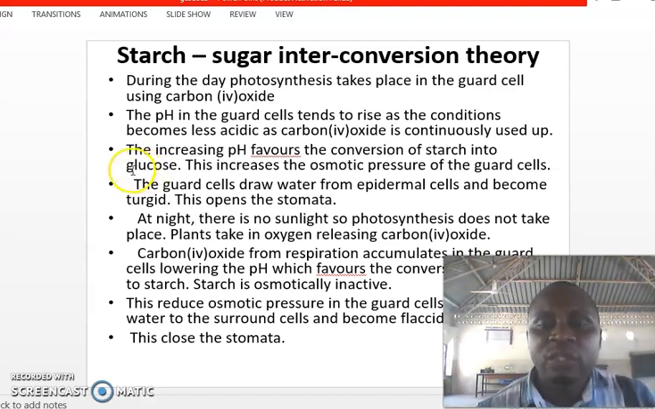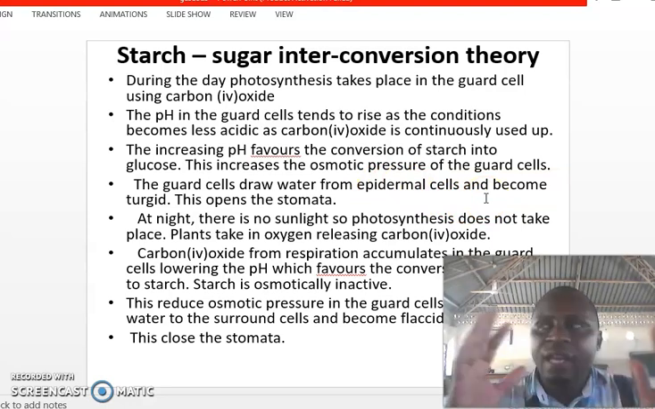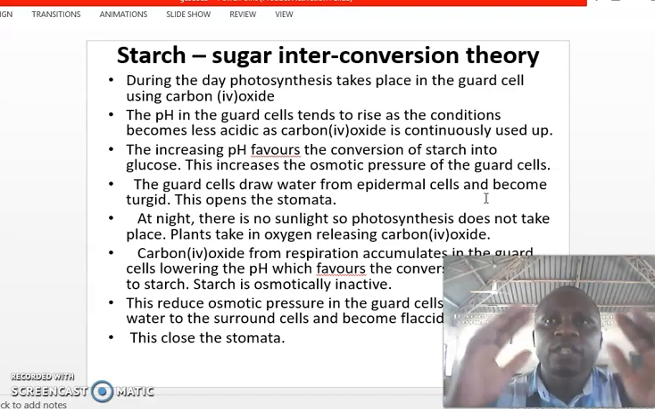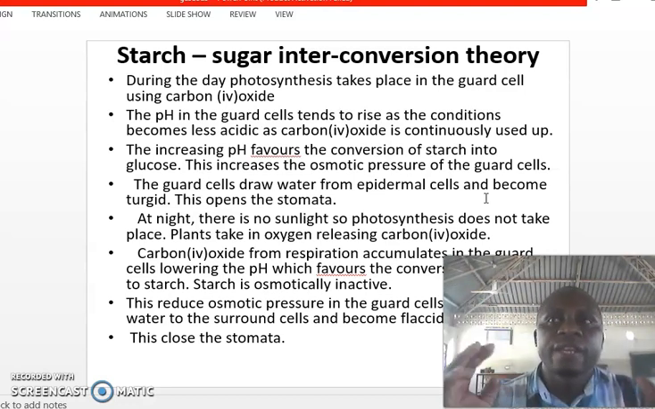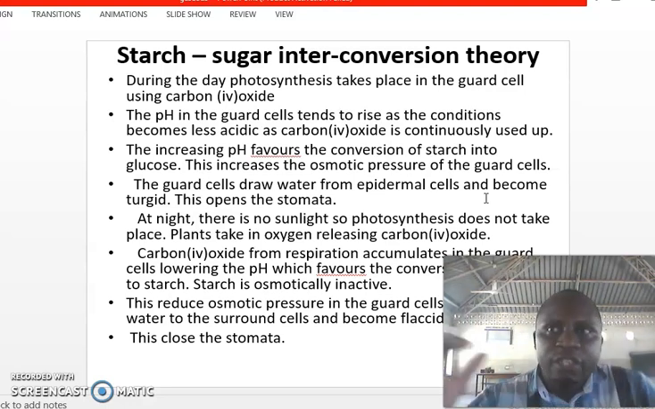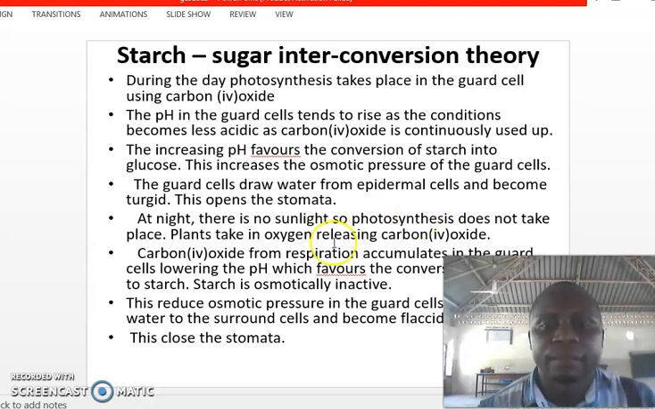Now, because glucose is osmotically active, it increases the osmotic pressure of the guard cells. Hence, the guard cells will draw water from the nearby epidermal cells and become turgid. This will end up opening the stomata because the outer cell wall is thinner than the inner. Hence, it stretches, making the cell bulge outwards. Therefore, opening the stomata. Is it clear?